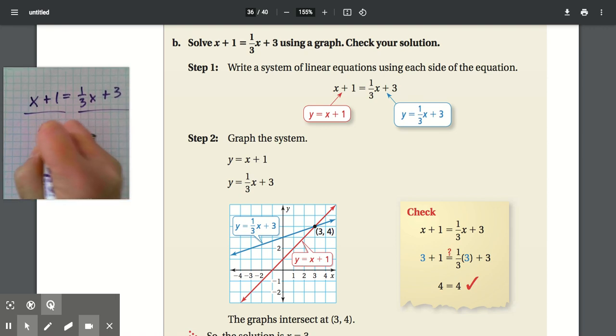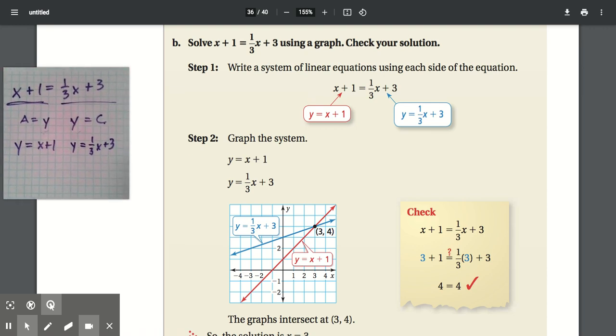So if we were to say A equals B and B equals C, we could say A equals C, right? That's essentially what we have done. Instead of B, we're going to say y. And then we're going to say this part, which is our C, is equal to y. So we write one equation, y equals x plus 1. And then we take this part and set it equal to y, and we have y equals 1/3 x plus 3.